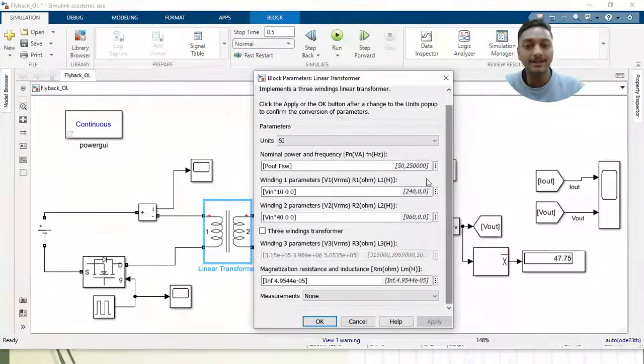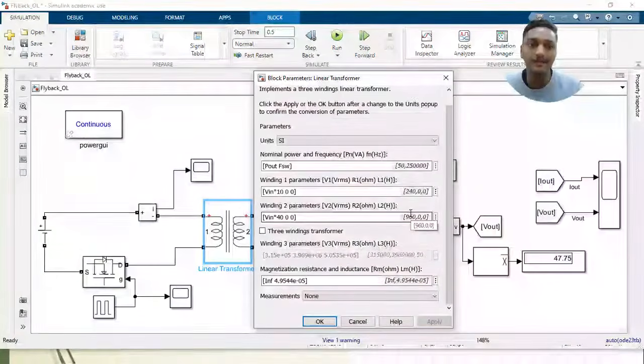Now what I need is that my turns ratio N2 by N1 should be 4:1. So I have kept V in, and I have kept 40 here and multiplied by 10. If I divide these two, secondary parameter by primary, I will get 4 by 1, N2 by N1. You can see that 40 is there and 10 is there. So I have just kept some higher voltage. You can keep it directly, but keep in mind that the input side should be greater than 40 volt and the output side greater than 48 volt.